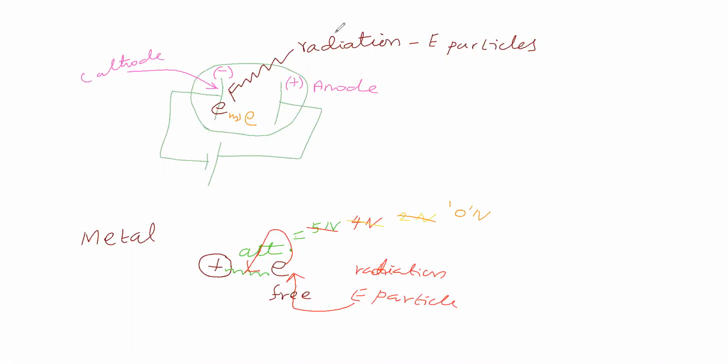Now you see that it is a negative plate. Negative plate means it is an electron rich center. Electron rich center means it is not in desire of further electrons, since it is carrying negative charge. This electron is also carrying negative charge.